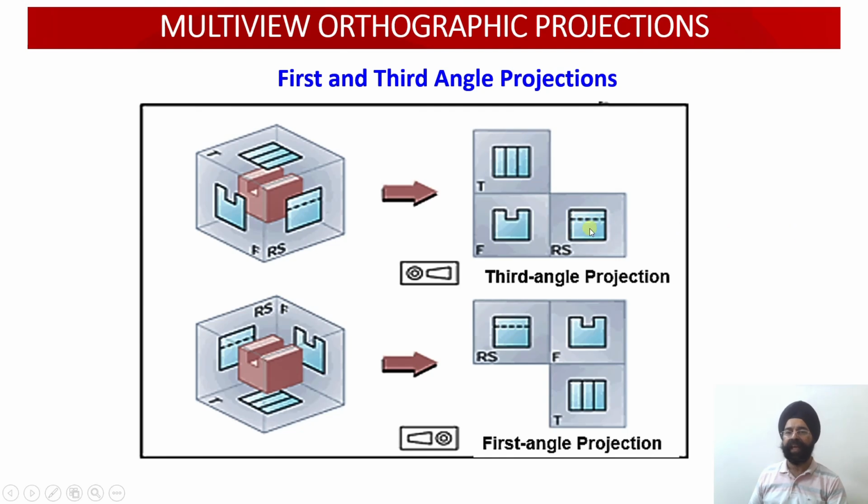Here in third angle, the right side view will be drawn on the right side and the left side view on the left side, whereas the reverse is true in the first angle. In the first angle, the right side view will be projected on the left side and the left side view will be projected on the right side of the front view. So this is the comparison of multi-view projections, that is orthographic projections, using first angle and third angle projection.